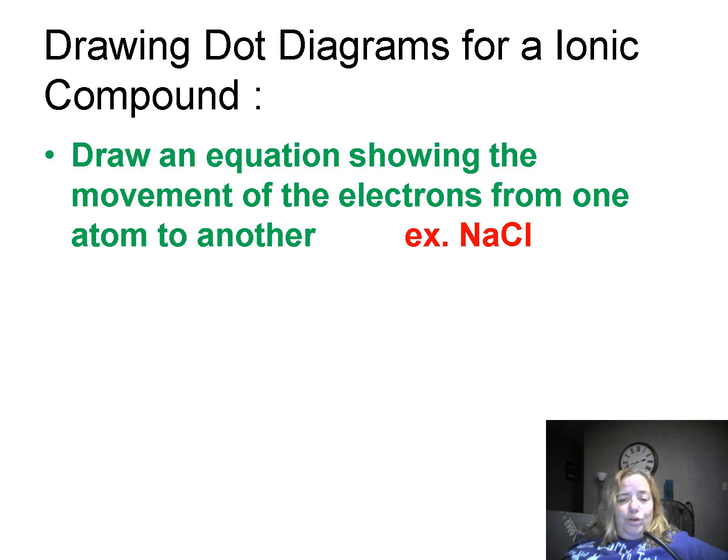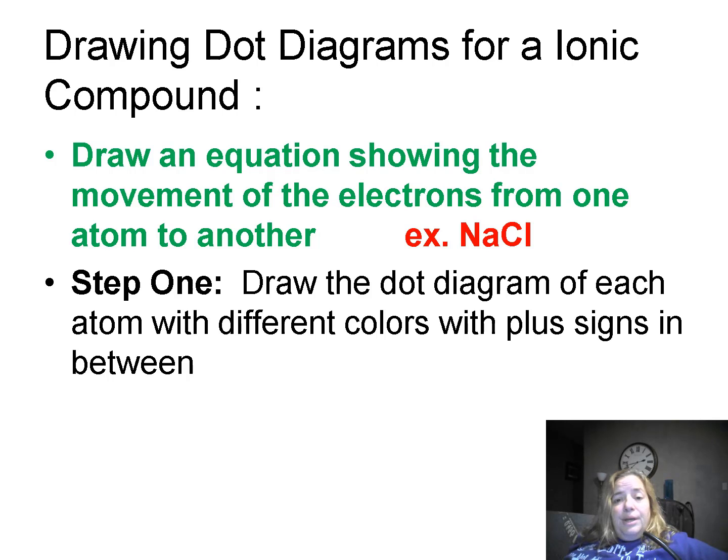So you're going to draw an equation. You're going to have something plus something make something else, basically. We're going to use NaCl as our example compound, and we're going to draw dot diagrams. So we'll draw a dot diagram for sodium, and then a dot diagram for chlorine, and then put a plus sign in between. Here are the directions on what to do, and then we'll do it with the example.